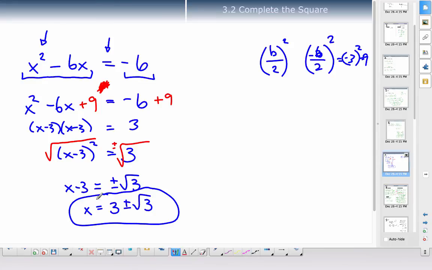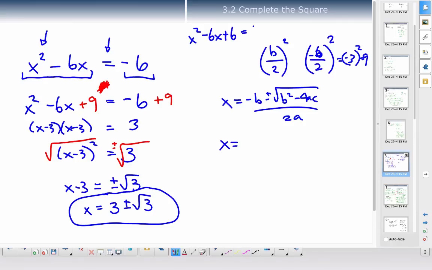And I can do that by completing the square. I could also do it though by using the quadratic formula, so negative b plus or minus the square root of b squared minus 4ac, all over 2a. Some you could actually factor. This one you couldn't have factored. If I brought the positive 6 over, there's no way I could factor that. But if I use the quadratic formula, let me just show you that quick. So I'd have to rewrite this as x squared minus 6x plus 6 equals 0. So a is 1, b is negative 6, c is positive 6.